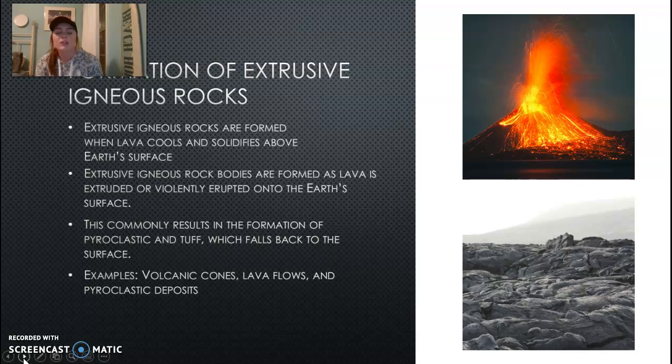This commonly results in the formation of pyroclastic and tuff, which then falls back down onto the surface as it is erupted, and this usually consists of volcanic ash and small rock fragments. Some examples are volcanic cones, lava flows, and pyroclastic deposits. And this bottom picture here just shows some solidified lava.